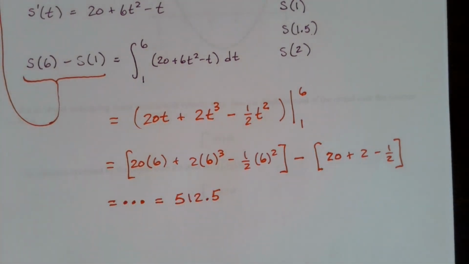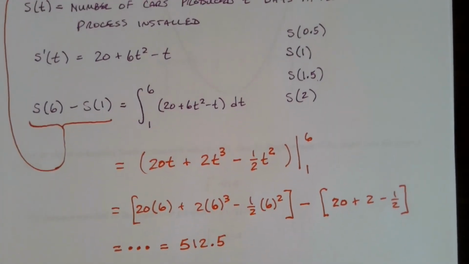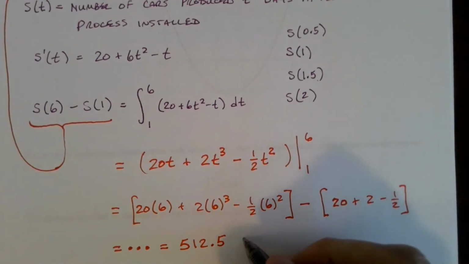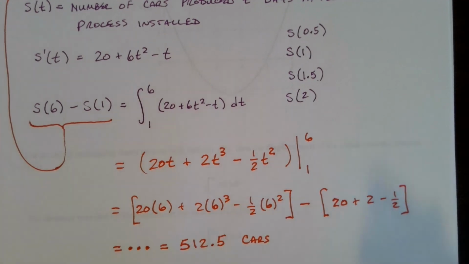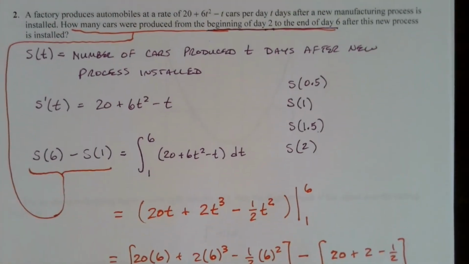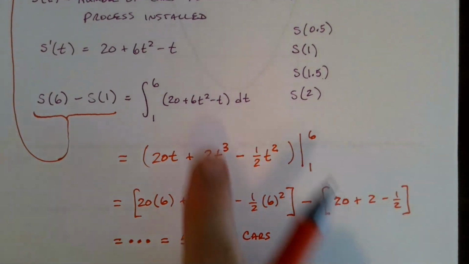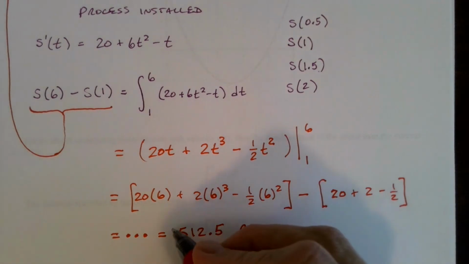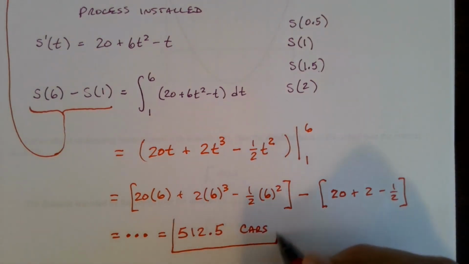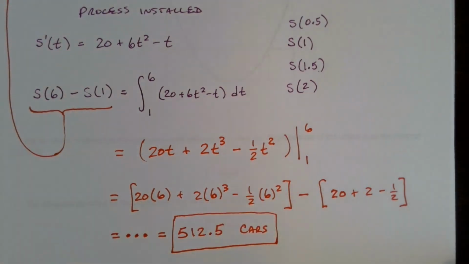You should be getting 512.5. Of course, what are our units? 512.5 what? Cars. So we got half a car. I guess maybe we shut down the process right at the end of the day, and we got half a car done, still on an assembly line or something. But again, this is the idea behind the integral of the rate of change being the net change. So this is the approximate answer that we're looking for.